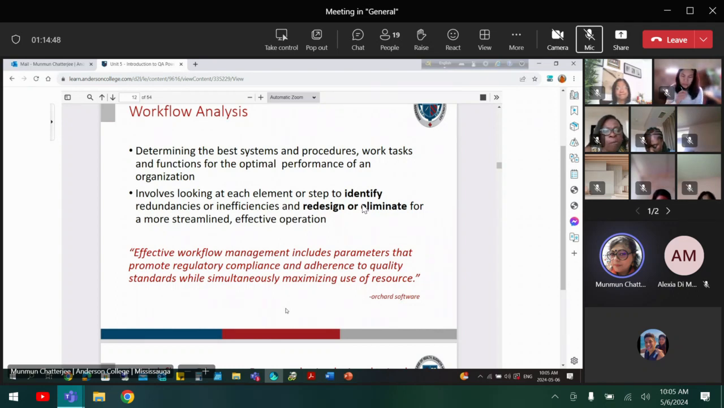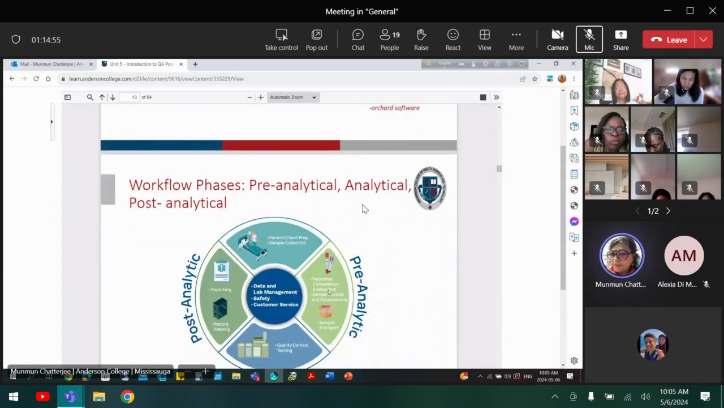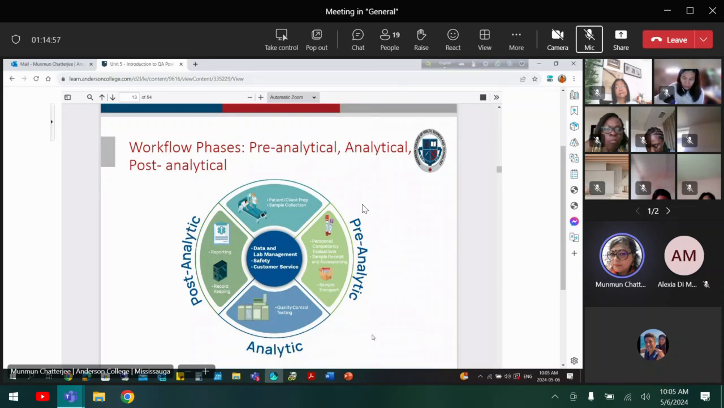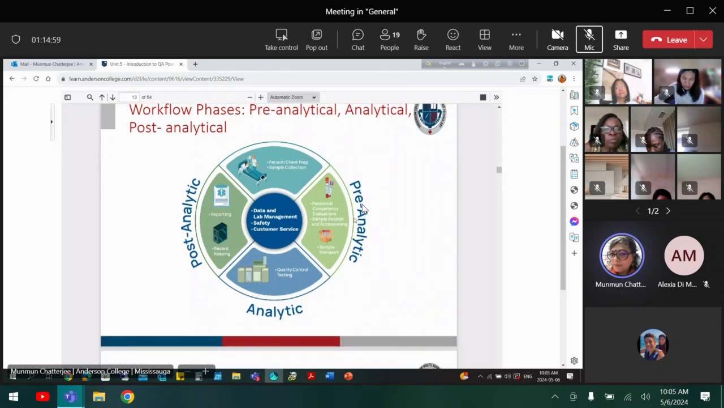while simultaneously maximizing use of resources. So how do the workflows go? There are three. We know we have the pre-analytical, analytical, and post-analytical. What are the different phases? Pre-analytical: personnel competency evaluation, sample receipt and accessioning, and sample transport.